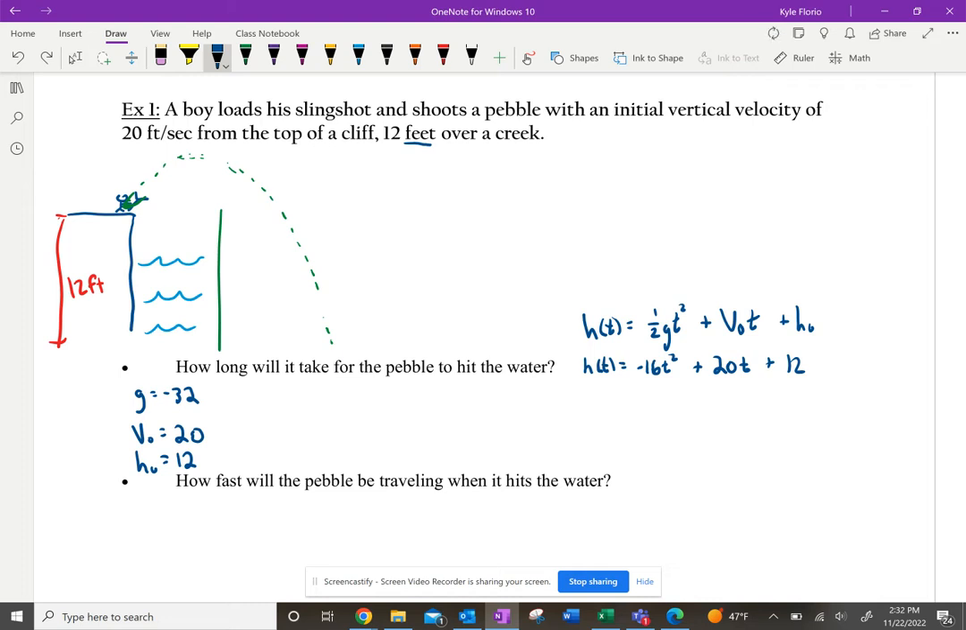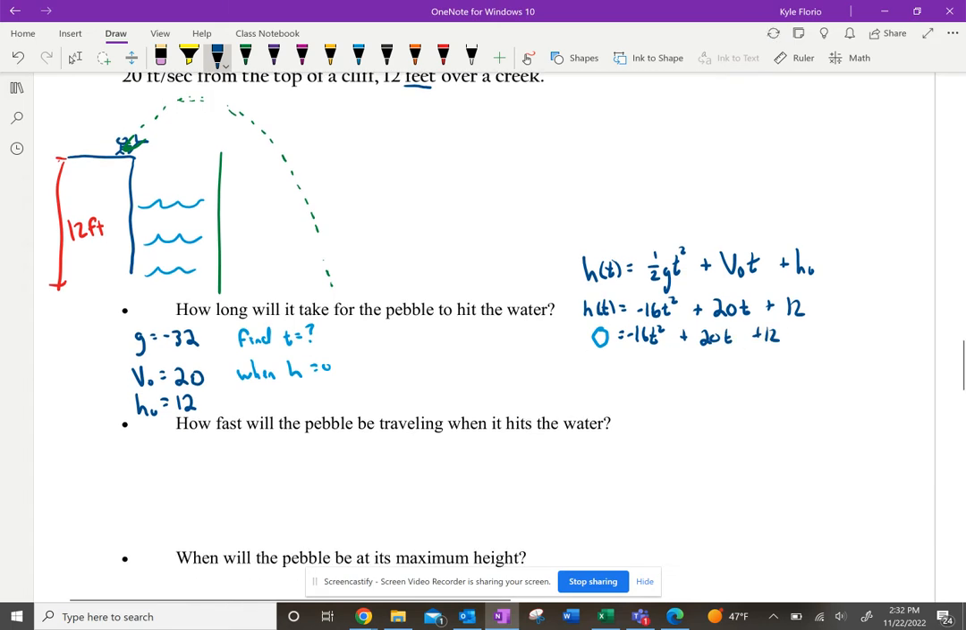How long will it take for the pebble to hit the water? So I want to find out what t is. Let me do this in a different color. So find t when it hits the water. So that's when the height is 0. So when h equals 0, solve this equation for t.